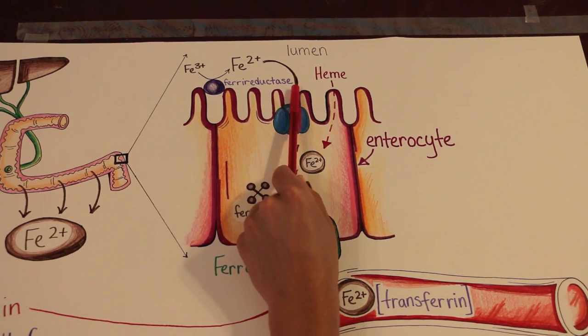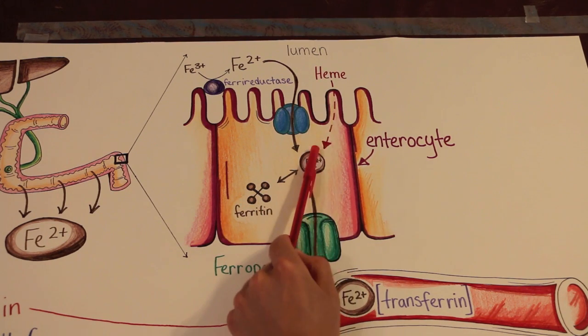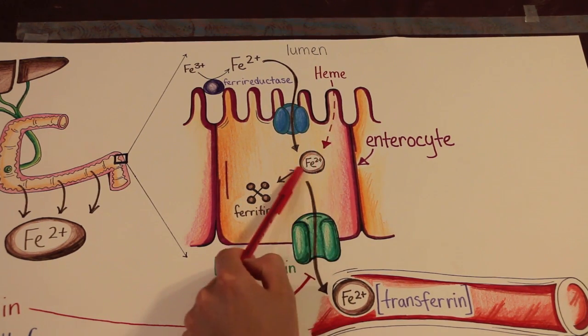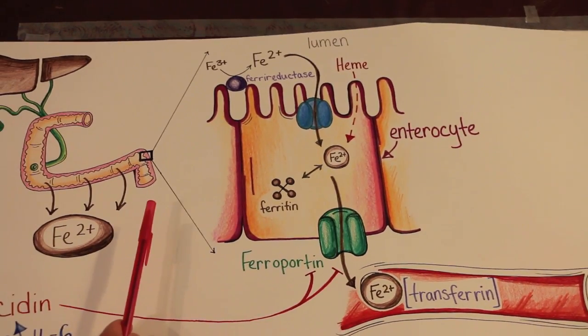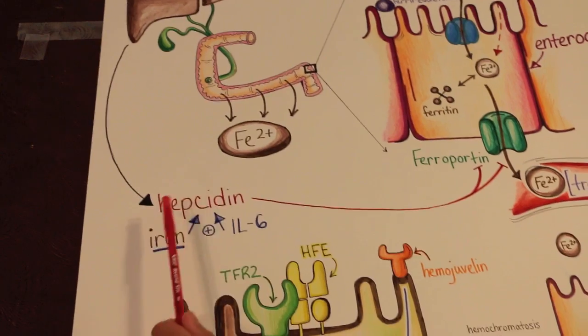Also in the diet, heme iron can be taken in, and that can be taken directly into enterocytes through a heme transporter before being broken down to iron. The main regulator of iron absorption is hepcidin, which is a protein encoded by the HAMP gene.